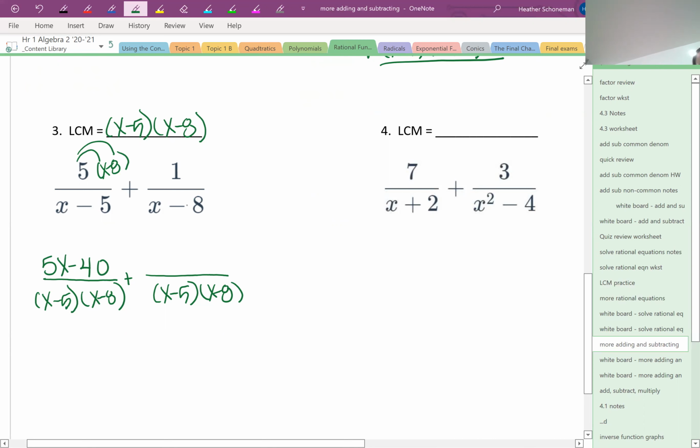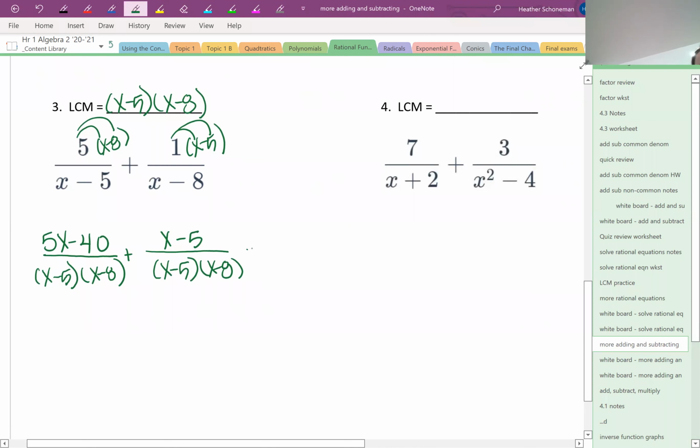The second fraction has the x minus 8, but it's missing the x minus 5. So now I'm going to multiply and distribute, so I get x minus 5. Now that they both have the same denominator, now I can merge them into one fraction. That is the ultimate goal.